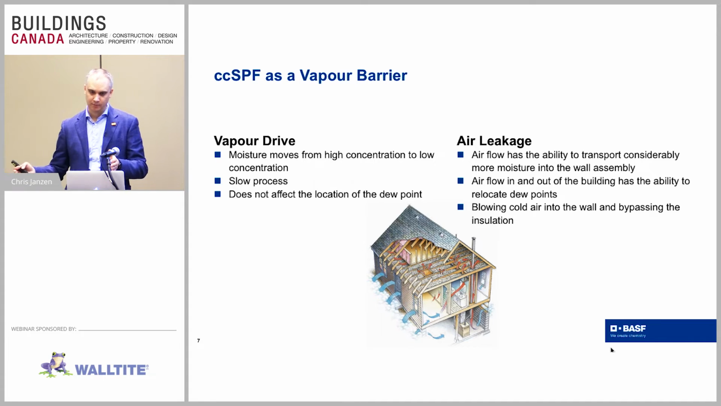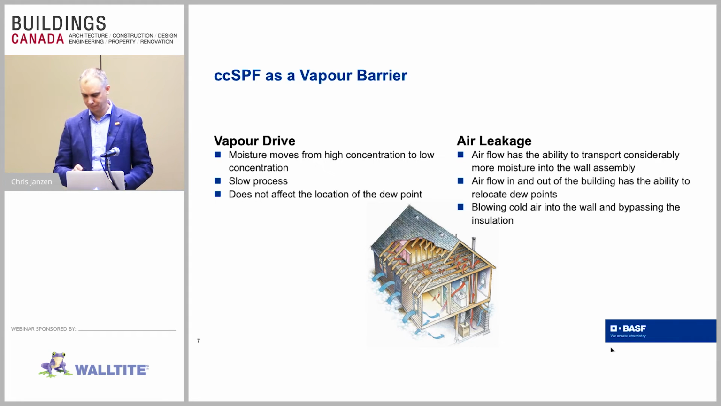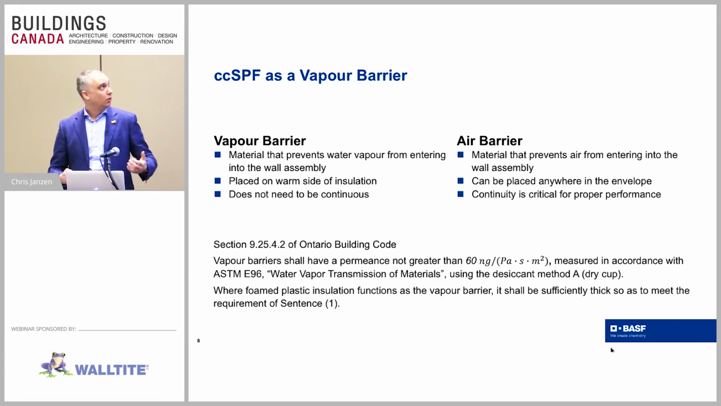If there's air leakage happening, though, it can move that dew point all the way to your vapor barrier, 6 mil poly right by your drywall, and that can start causing condensation if that gets too cold in the wintertime. So some of the properties you're looking for on vapor barriers.